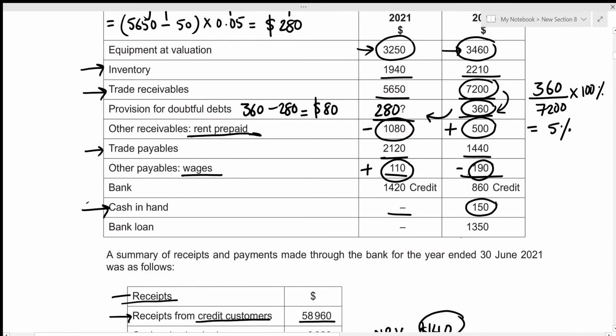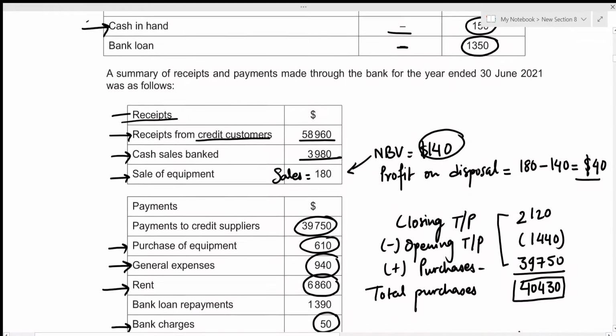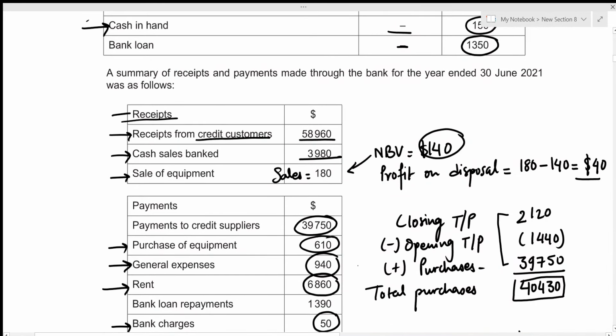So we had the opening bank loan of 1,350, but there is no closing bank loan, meaning that we repaid this bank loan, right? So let's have a look at the payments. We're given that the bank loan repayments amounted to 1,390, but the bank loan that we took only amounted to 1,350, right? Which is given right here. So this means that the additional expense that we paid in the heading for bank loan repayments can be accounted as the interest on the bank loan.